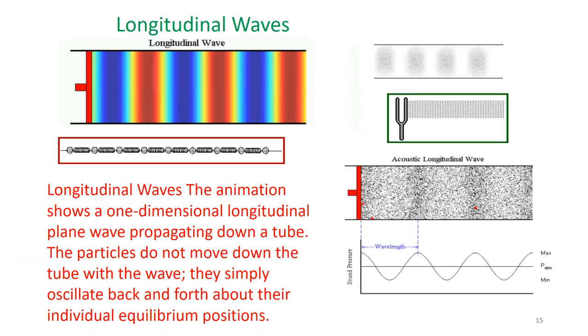Longitudinal waves: the animation shows a one-dimensional longitudinal plane wave propagating down a tube. The particles do not move down the tube with the wave. They simply oscillate back and forth about their individual equilibrium positions.